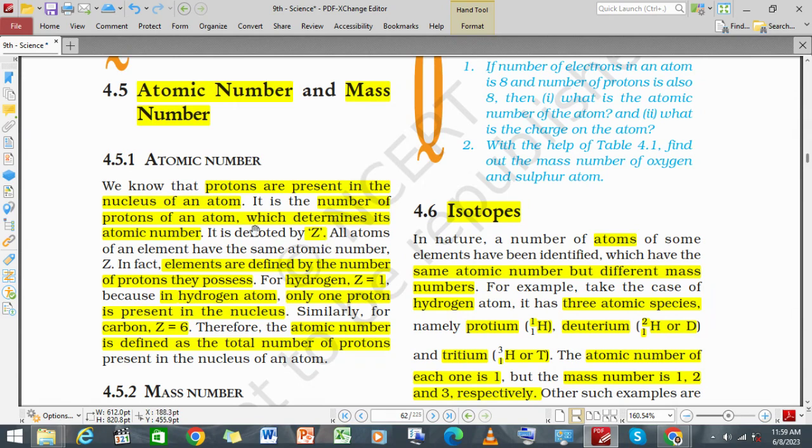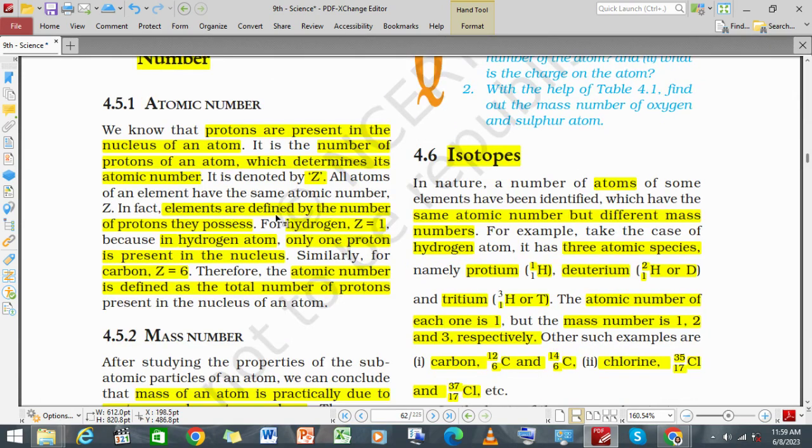It is denoted by Z. The elements are defined by the number of protons they possess. Hence, for hydrogen Z is equal to 1. In a hydrogen atom, only one proton is present in the nucleus. Similarly, in carbon, Z is equal to 6. Meaning the number of protons is equal to the atomic number.